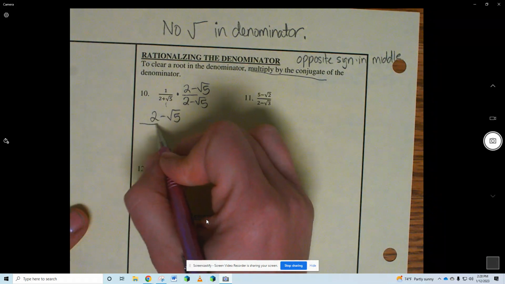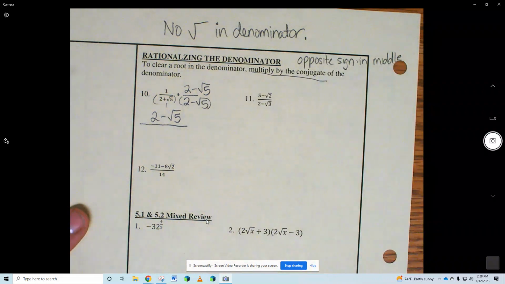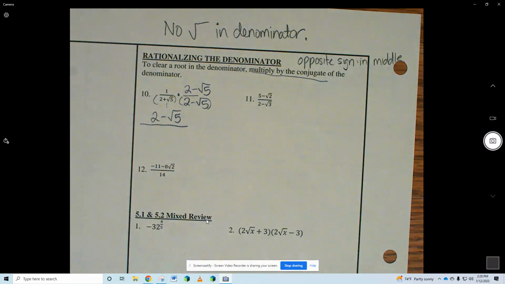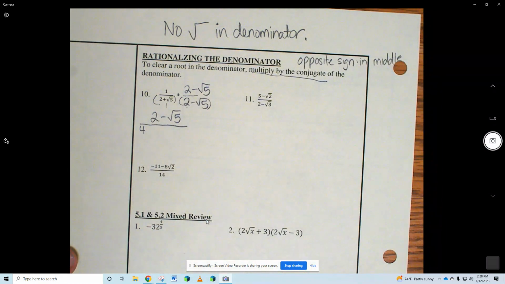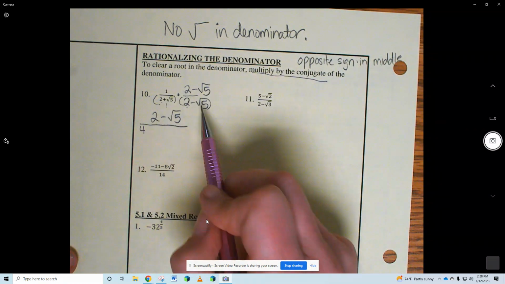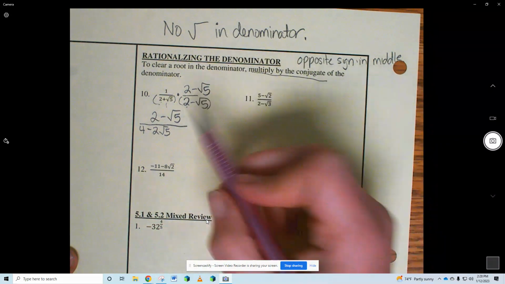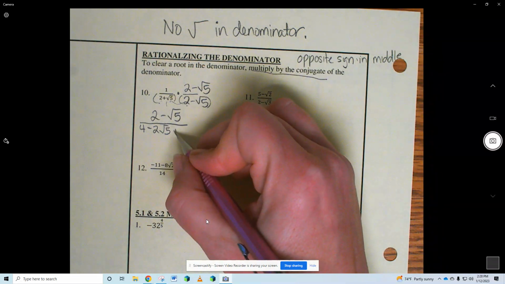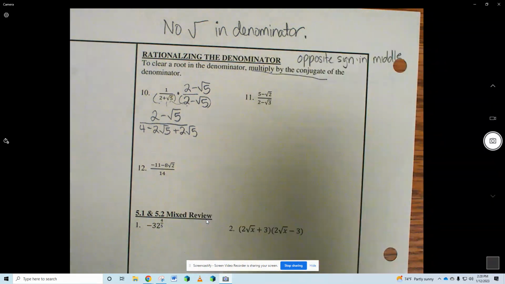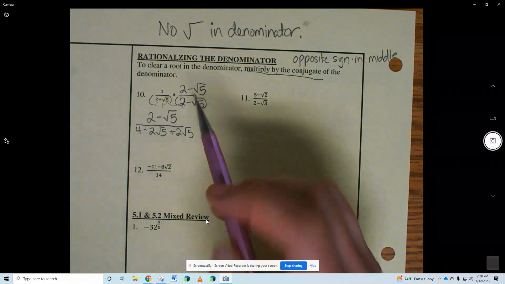Okay. I am foiling these bottom denominators here. First, outside, inside, last. Go slow and stay organized. 2 times 2, 4. Outside, 2 times negative rad 5, minus 2 rad 5. Inside, 2 times rad 5, plus positive 2 rad 5. Last, rad 5 times negative rad 5.